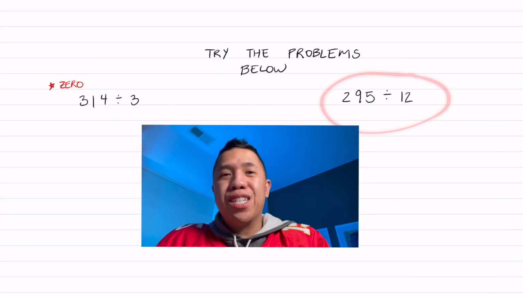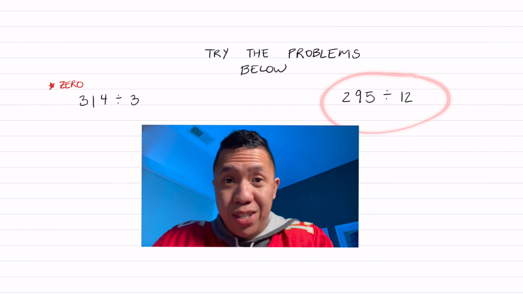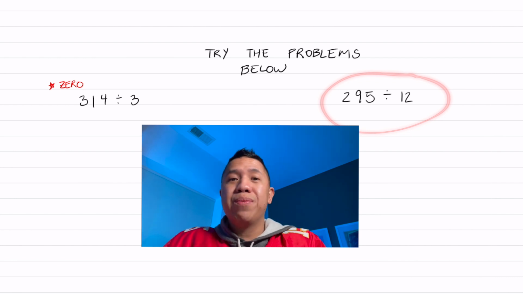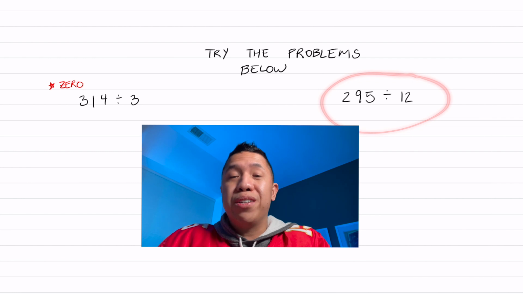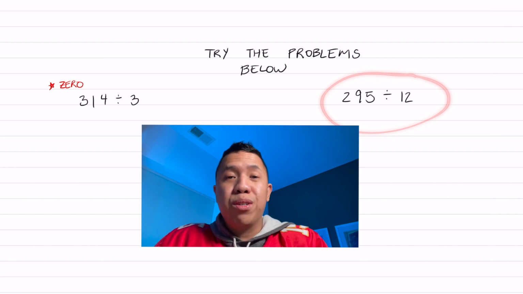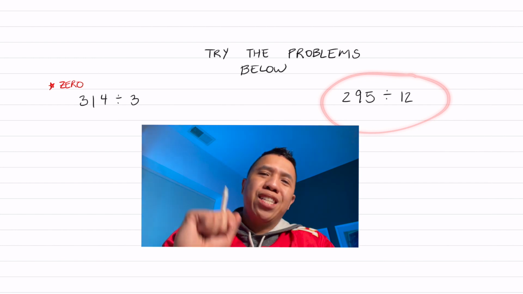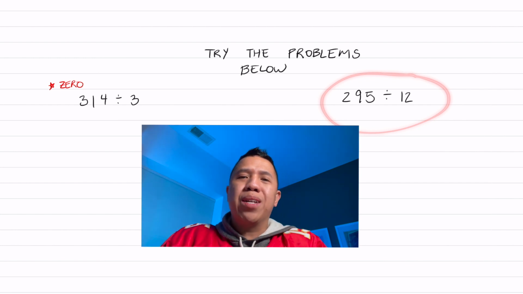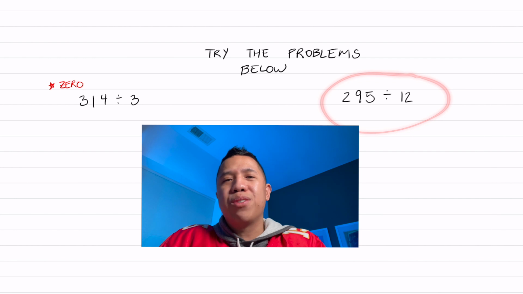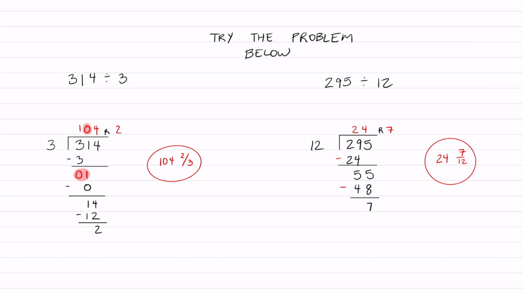All right, let's see if you guys learned something. I want you to try the 2 problems out. Be careful about that 0. And then the second one, I gave you a 3-digit number divided by a 2-digit number. We didn't even do that, but hopefully you know your multiples of 12. Pause the video, try out the problem, and when you are done, unpause it for the solutions. Good luck. Here are your answers.